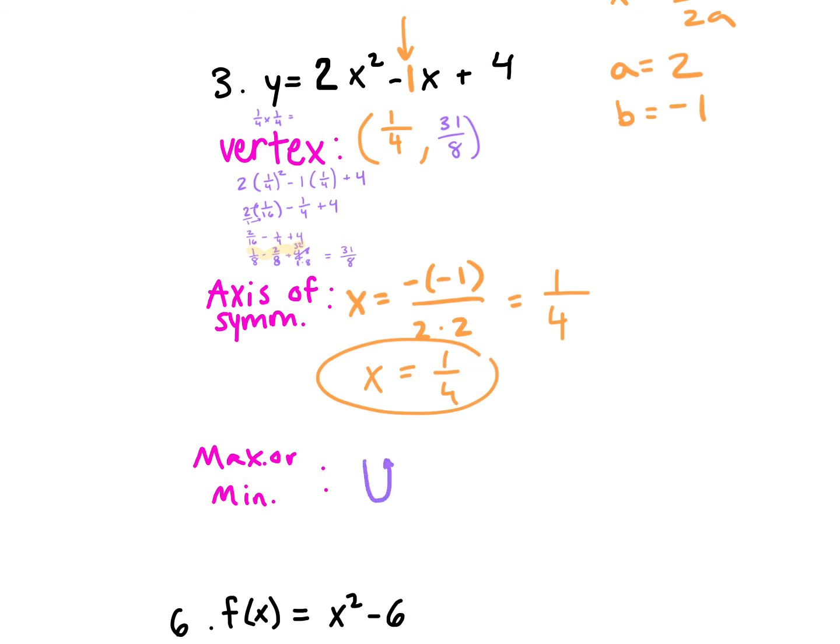All right, does my graph open up or open down? Opens up. My A is positive, so it opens up. So is my vertex at the maximum or minimum? The minimum. And what's my minimum value? 1/4, 31 over 8. So minimum is just the y. So it would just be 31 over 8.